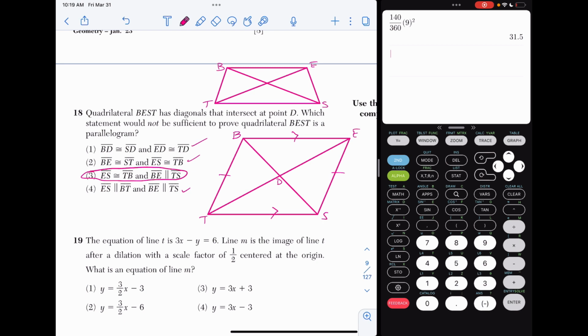And now reread choice 3. ES and TB are congruent. BE and TS are parallel. But look at my picture. So that looks true. All those facts look true, but I do not have a parallelogram. I actually have an isosceles trapezoid here. So since I can come up with a counterexample, that's why it's going to be choice 3. Okay. That's probably, in my opinion, one of the toughest questions on all of the multiple choice on this exam.